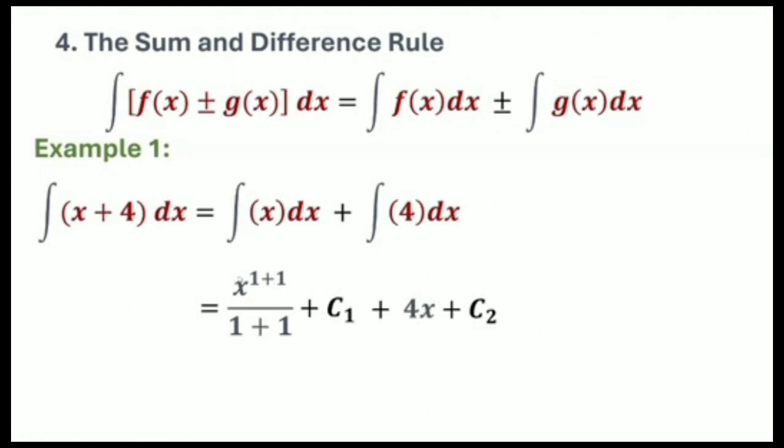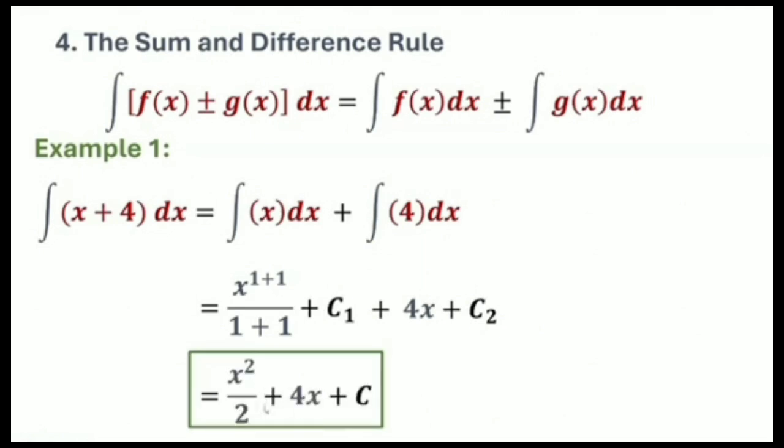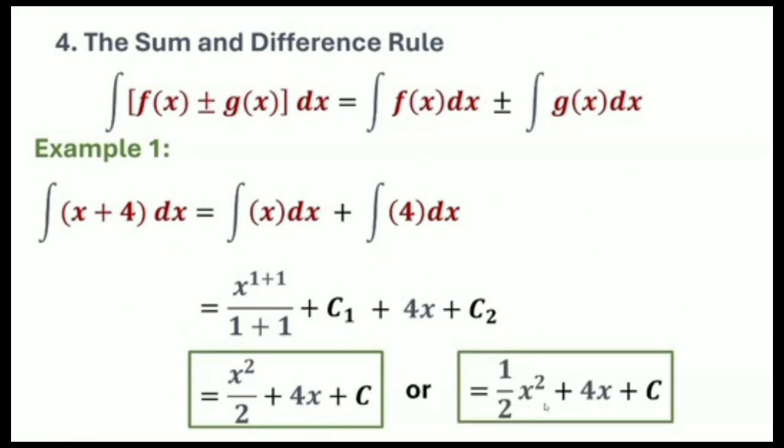Combine the terms and simplify. Now we put everything together. We take the result of the first integral, which is x squared over 2 plus c1, and add it to the result of the second integral, which is 4x plus c2. Since c1 and c2 are both arbitrary constants, we combine them into a single constant and just call it c. This gives us the final answer, x squared over 2 plus 4x plus c.